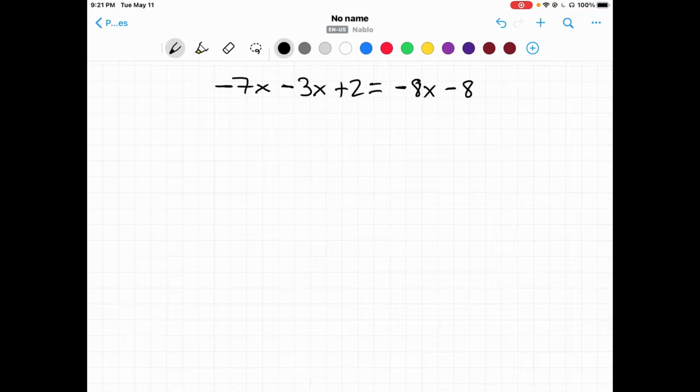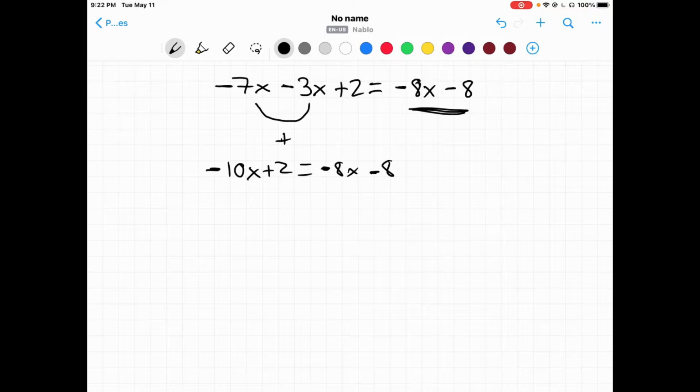And as you can see right here, we can combine this negative 7x and this negative 3x, and we will get negative 10x plus 2 equals negative 8x minus 8, since there's nothing left to combine on this side right here. So now, this is when you would move the variable to one side, so that then you can solve for, in this case, x.